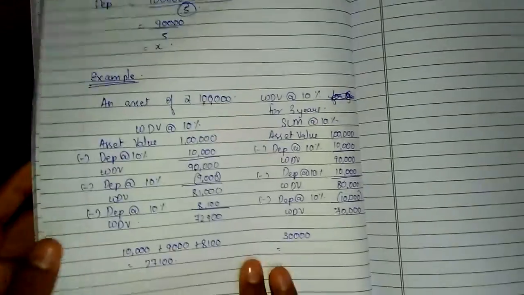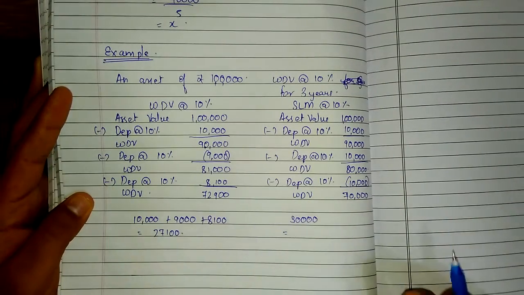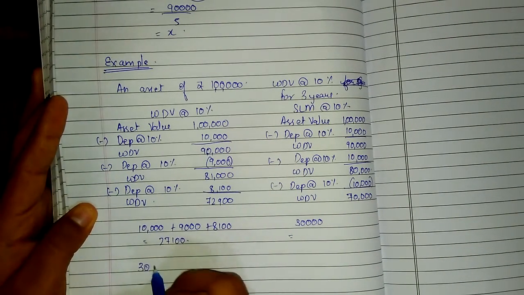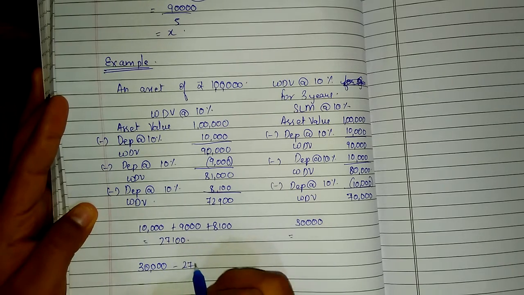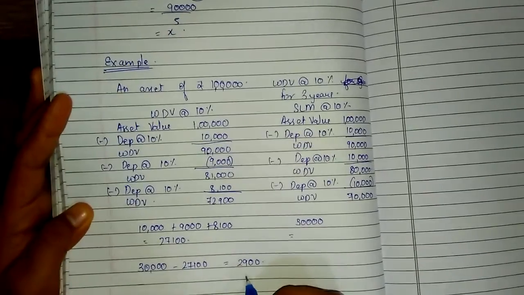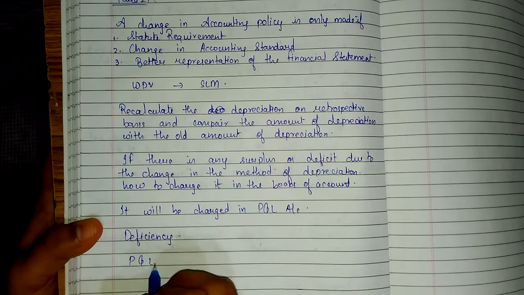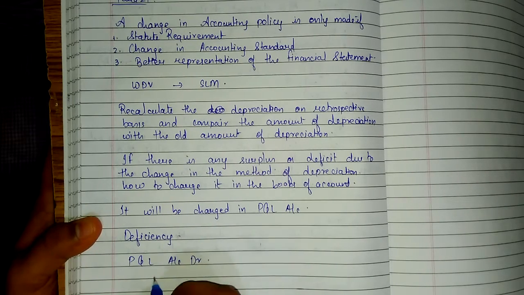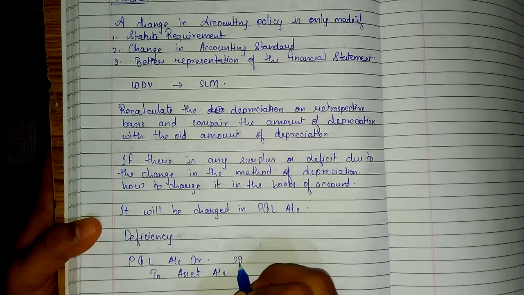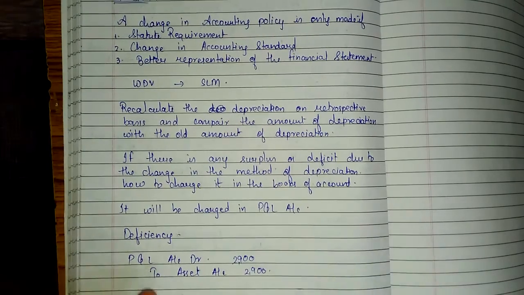Deficiency means if we compare both, as per new, that is 30,000 minus 27,100, there is a deficiency of 2,900. This 2,900 will be charged into the P&L account. How? So see how it will be charged. P&L account debit to asset account, how much? 2,900.